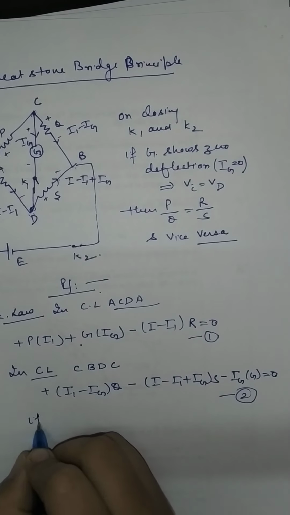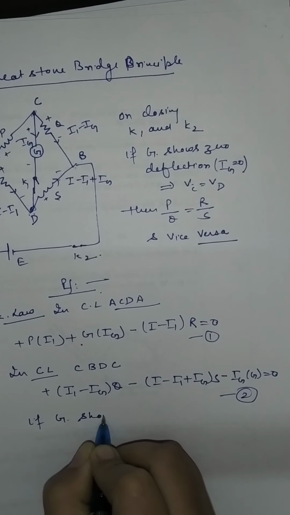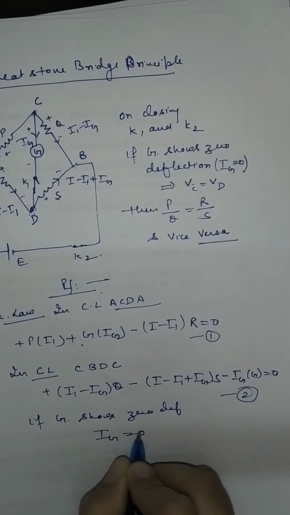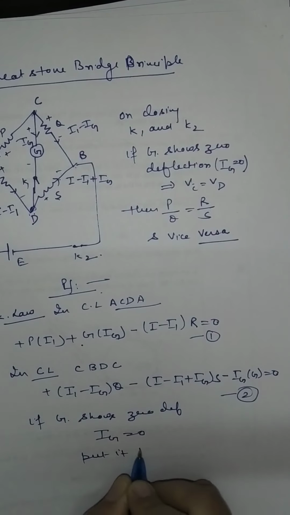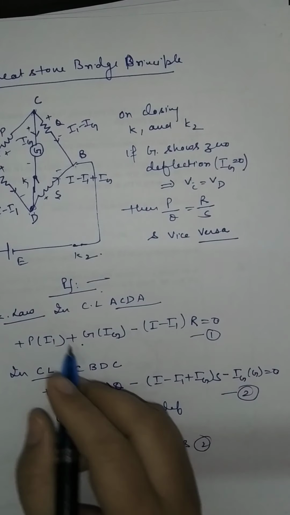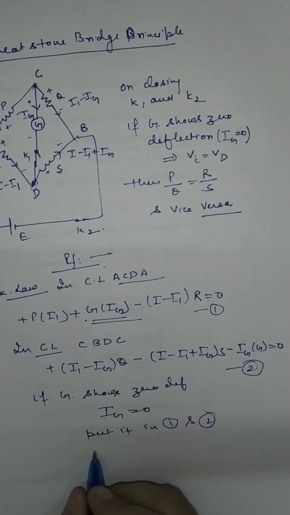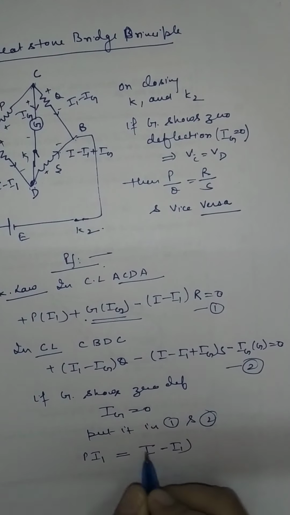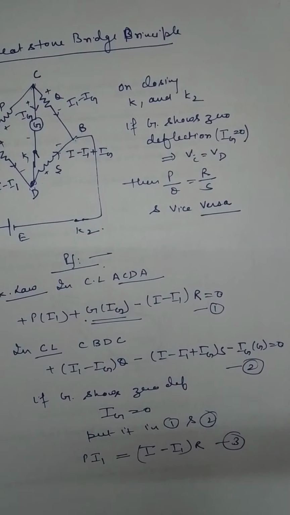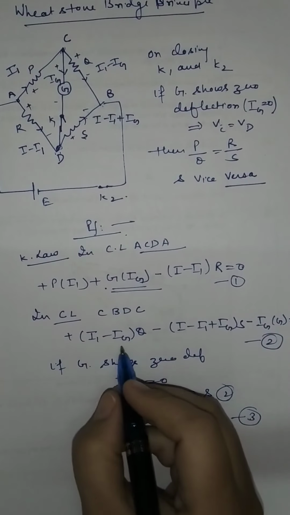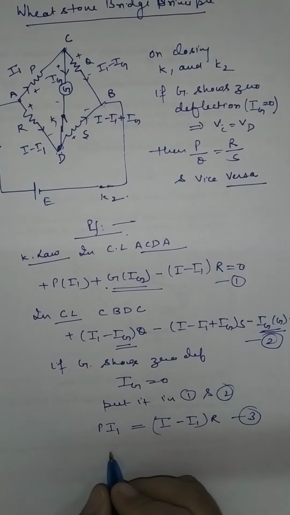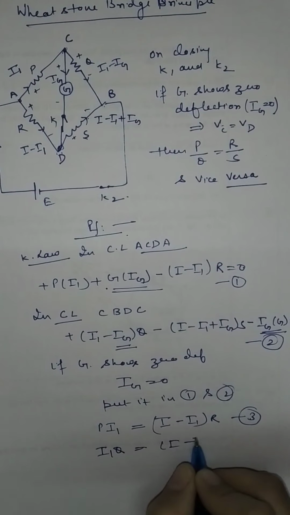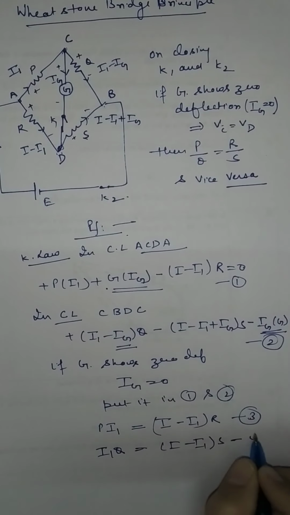Now if the galvanometer shows zero deflection, it means IG equal to 0. Put it in 1 and 2. तो आपकी फर्स्ट इक्वेशन क्या हो जाएगी, ये टर्म 0 हो जाएगी. This is P into I1 equal to I minus I1 into R. This is equation number 3. Now equation number 4, अगर हम IG को 0 पुट करें, यहाँ पे भी ये 0, तो I1 into Q equal to I minus I1 into S. This is equation number 4.